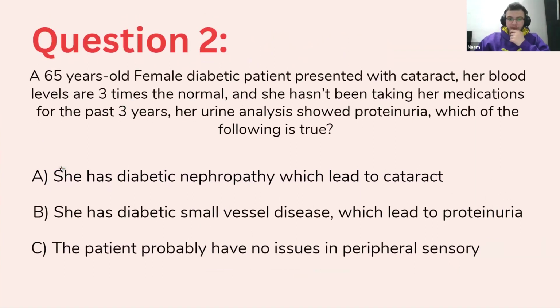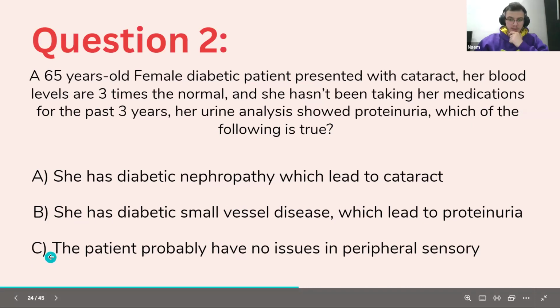A 65 years old female diabetic patient presented with cataract. Her blood glucose levels are 3 times higher than normal. And she hasn't been taking her medications for the past 3 years. Her urine analysis showed proteinuria. Which of the following is true? A, she has a diabetic nephropathy, which is leading to her cataract. B, she has diabetic small vessel diseases, which leads to proteinuria. C, the patient probably has no issues in peripheral sensory.